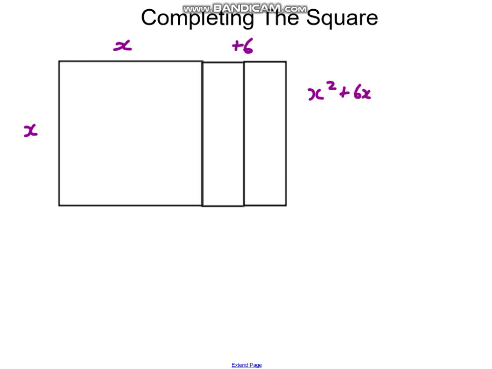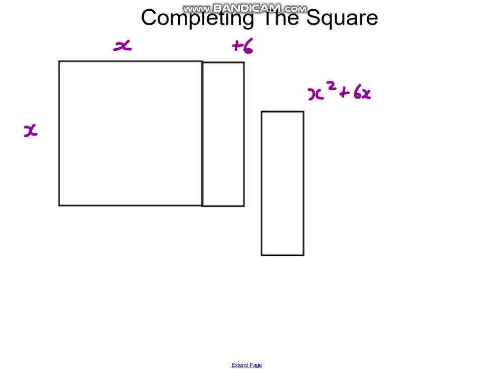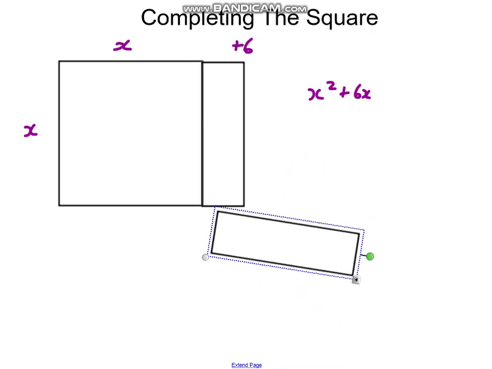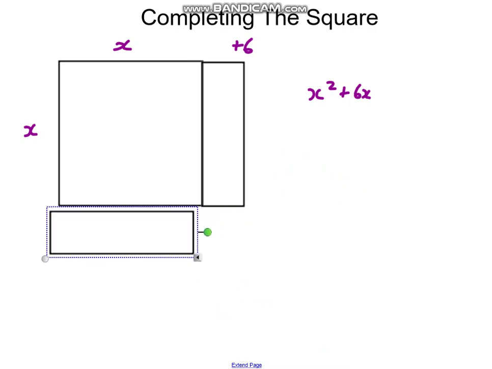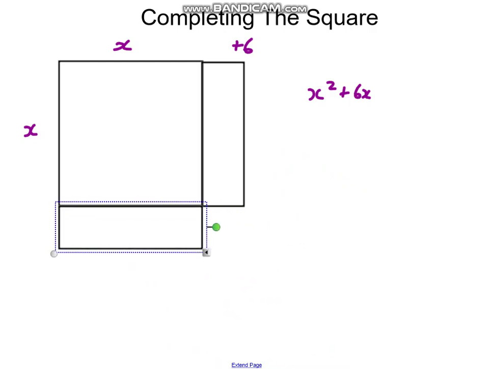Okay, I'm going to cut down here and move this rectangle around and pop it over here. So now what have we got? Well, that's certainly not 6 anymore. That's now going to be half of 6, that's going to be 3, and that's going to be 3. And so we've got this little square missing here. The area of that would of course be 9. So the area of the whole thing is also x plus 3 all squared, subtract 9.